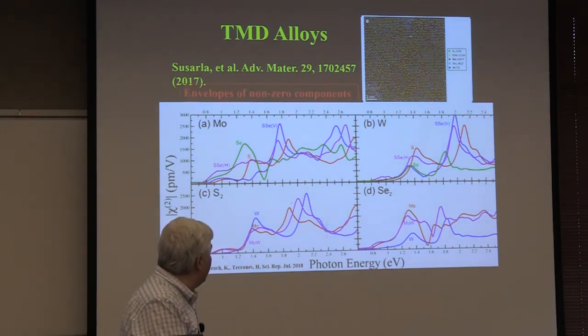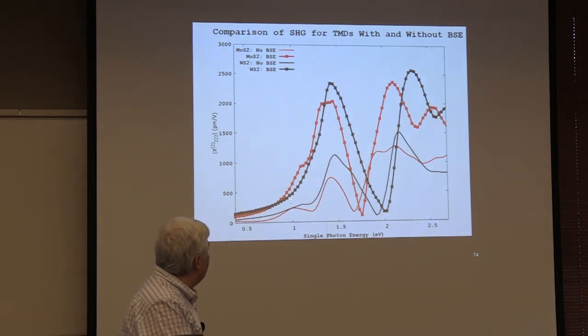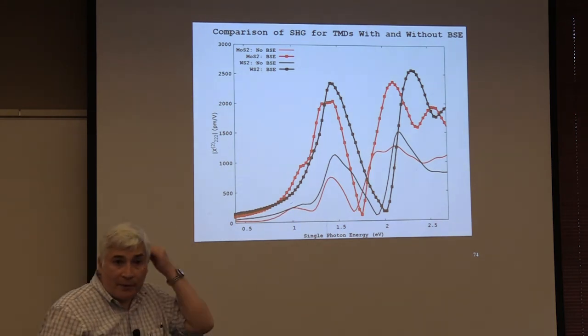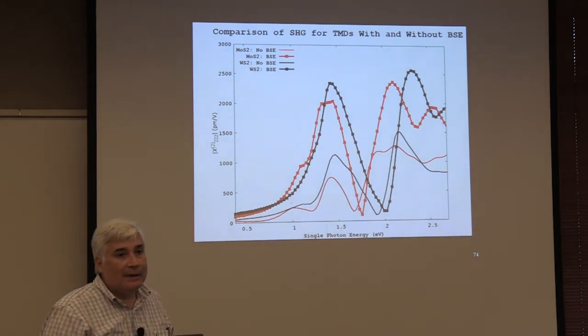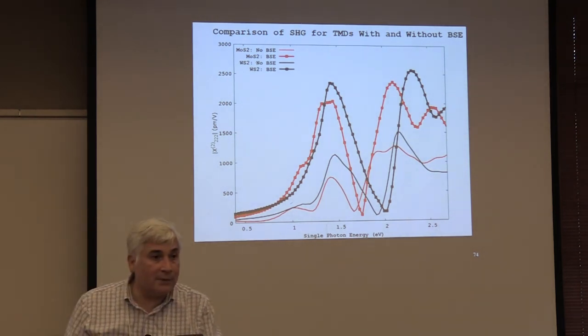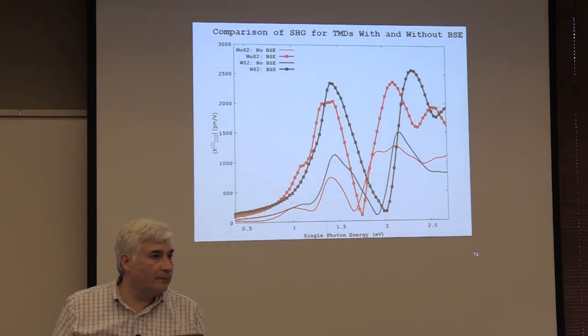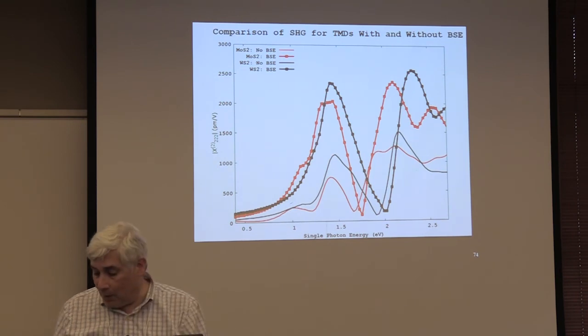So we are calculating this with and without excitonic effects. Here is DFT, and with BSE, which means introducing excitonic effects by solving the Bethe-Salpeter equation, we get huge differences. So the only way to study excitons in these systems is using BSE, which goes beyond DFT. And with this, I close.